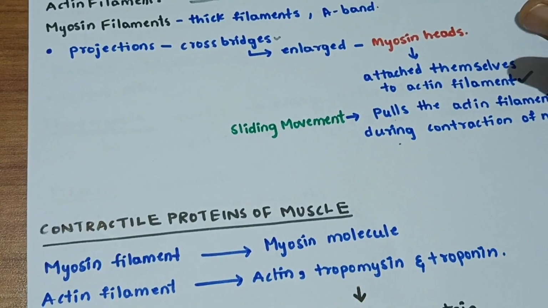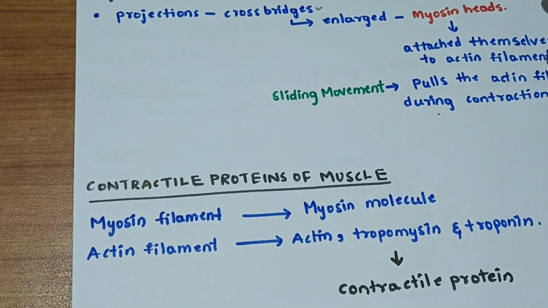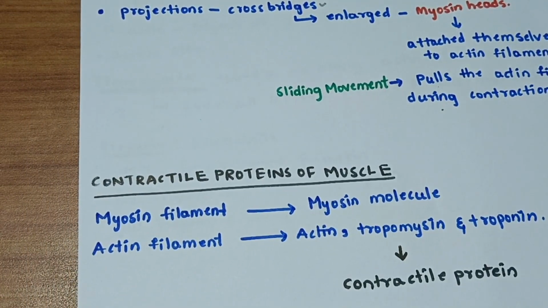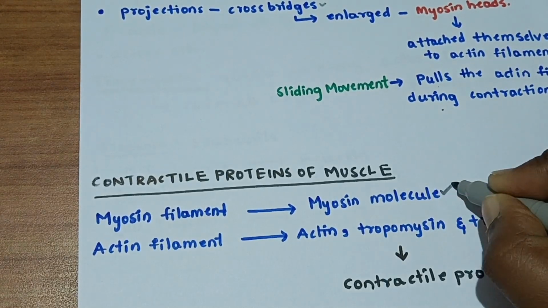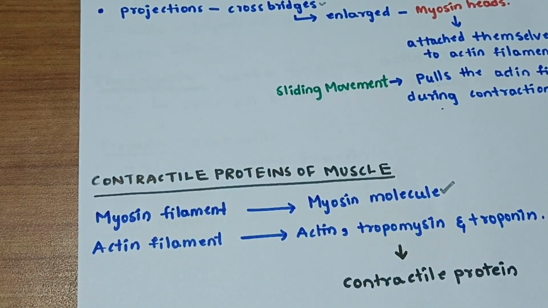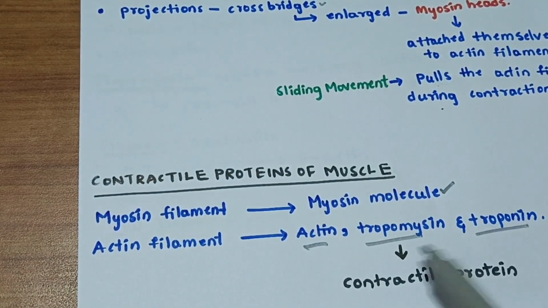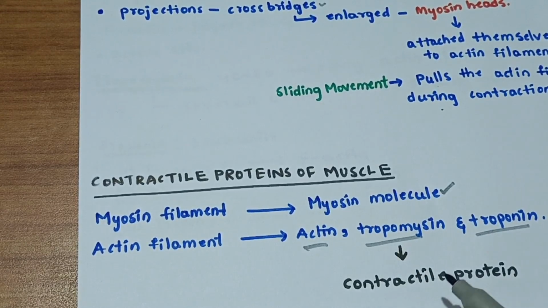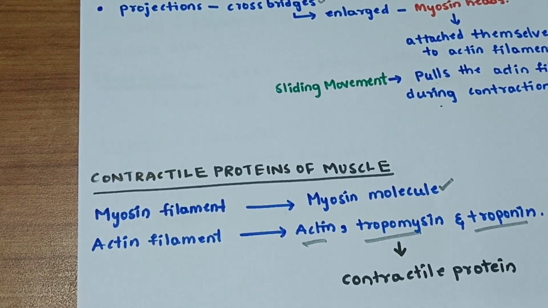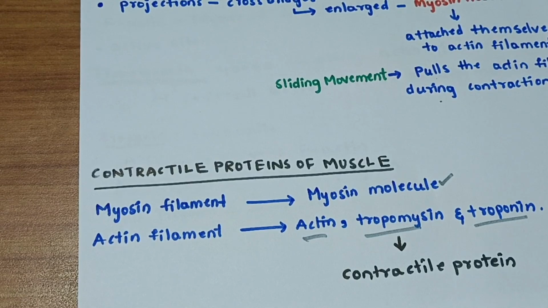Now let's see the contractile proteins of muscle. There are two contractile proteins, myosin filament and actin filament. Myosin filament is made of myosin molecules, whereas actin filament is made of actin, tropomyosin and troponin. These are the contractile proteins.